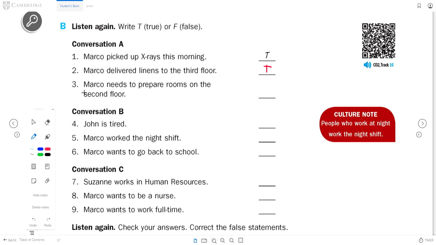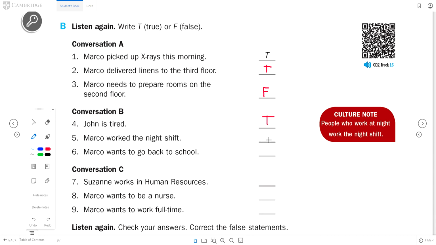Number 3. Marco needs to prepare rooms on the second floor. This one is false. Okay? Let's continue now talking about conversation B. John is tired. Very good. This one is true. And you remember why? Because he works the night shift. The night shift is because he works at night. Okay? Now, number 5. Marco worked the night shift.